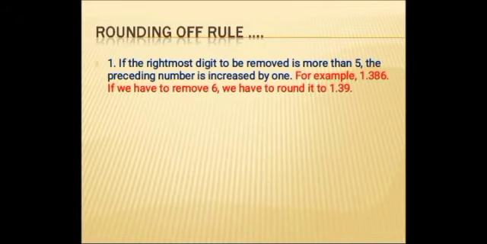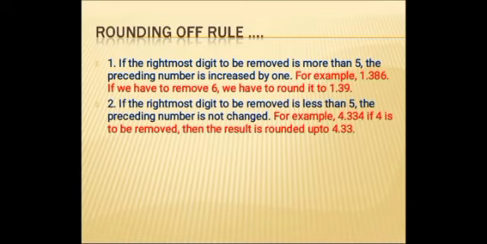If the rightmost digit to be removed is more than 5, the preceding number is increased by 1. Okay, like 1.386, if we need to remove 6, it will become 1.39 instead of 1.38, because the 6 is above 5, more than 5. Next is, if the rightmost digit to be removed is less than 5, then we will not change, like 4.334, the 4 is less than 5, so we will not change 4.33 into 4.34.